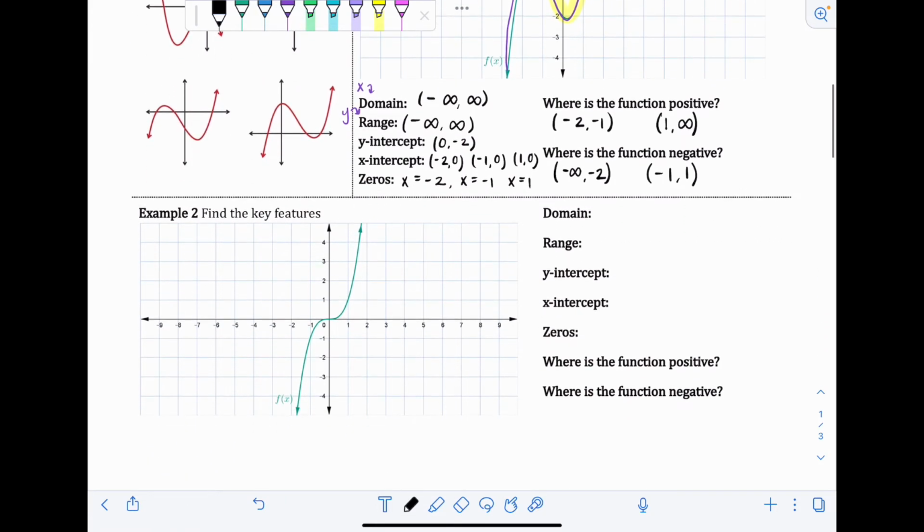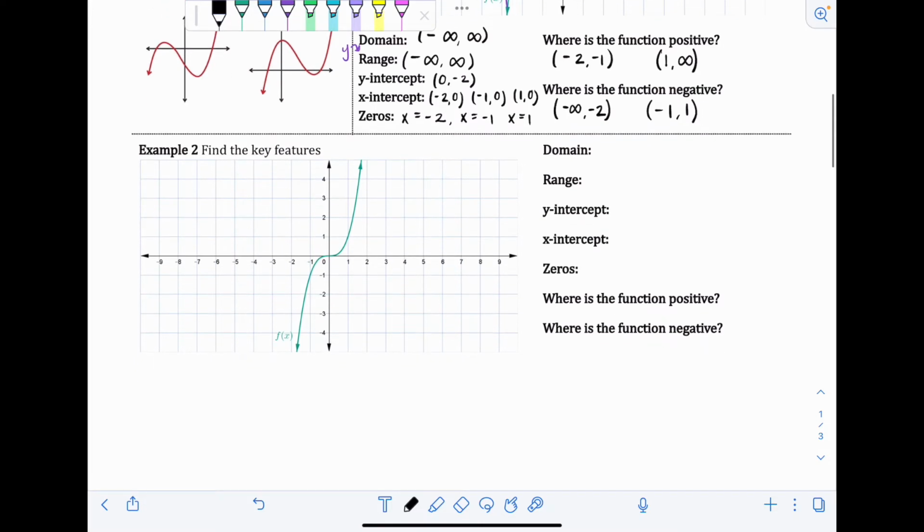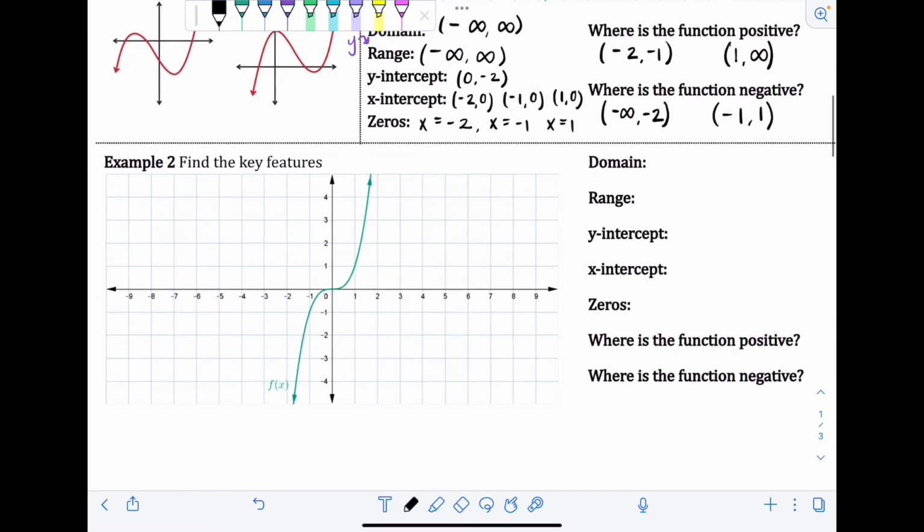Okay, so example 2, same idea, just a different graph. So find the key features starting with domain. So domain, how far is the graph stretching left to right? This one's really similar. So you could see it's going left forever, even if it's at a slow rate, because it gets pretty steep, and then it's going right forever. So we're covering all possible x values. So domain would be between negative infinity and positive infinity.